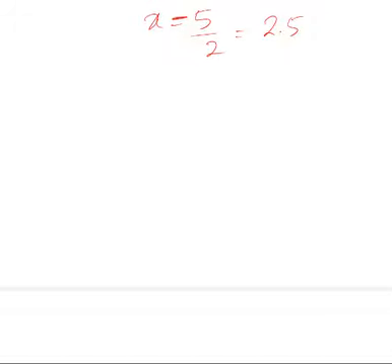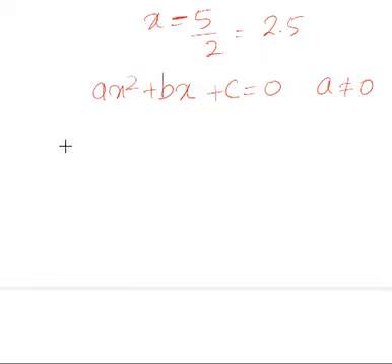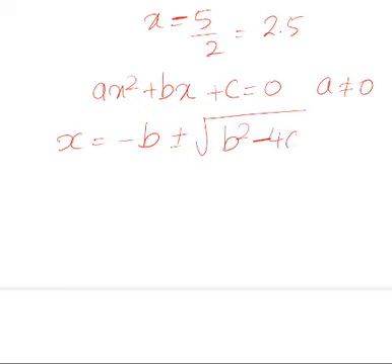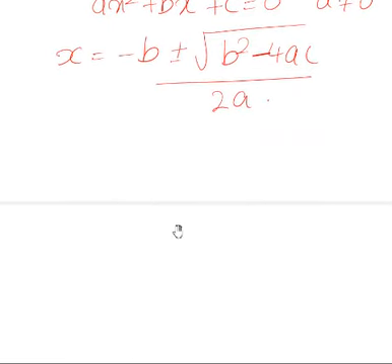Next, how can we solve a quadratic equation using the quadratic formula? We know a quadratic equation is of the form ax square plus bx plus c is equal to 0, where a cannot be 0. Then the quadratic formula is x is equal to negative b plus or minus root b square minus 4ac over 2a. So if we know this formula, we can just substitute the a, b and c values here, and we can find the solutions of this quadratic equation.